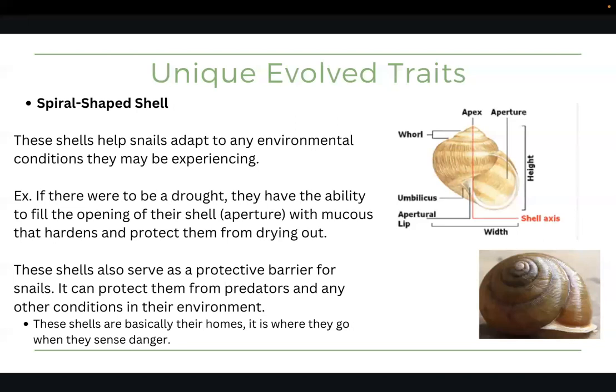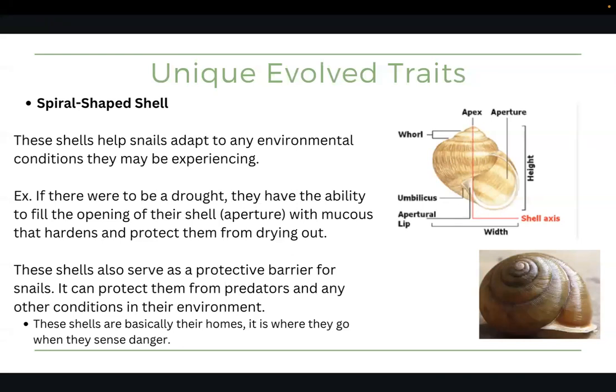So for unique evolved traits, they have the spiral-shaped shell, and these shells help snails adapt to any environmental conditions they may be experiencing. And this is very different compared to other species. So how it can help them is, for example, if there were to be a drought, they have the ability to fill the opening of their shell, which is the aperture, which is shown in the image. And they fill that up, and this will harden and protect them from drying out.